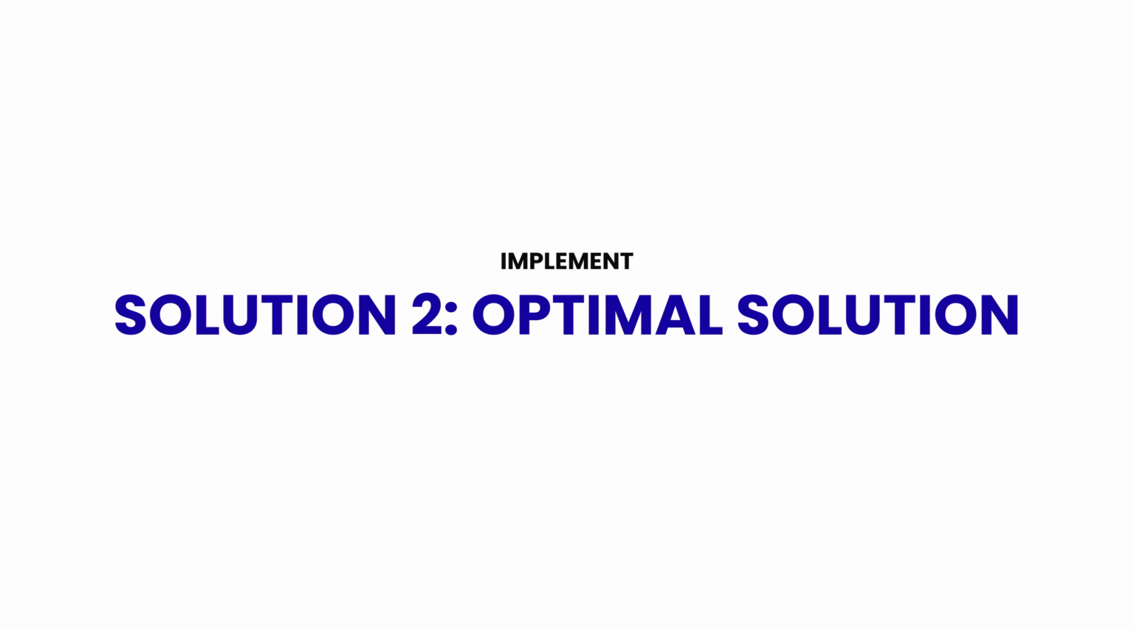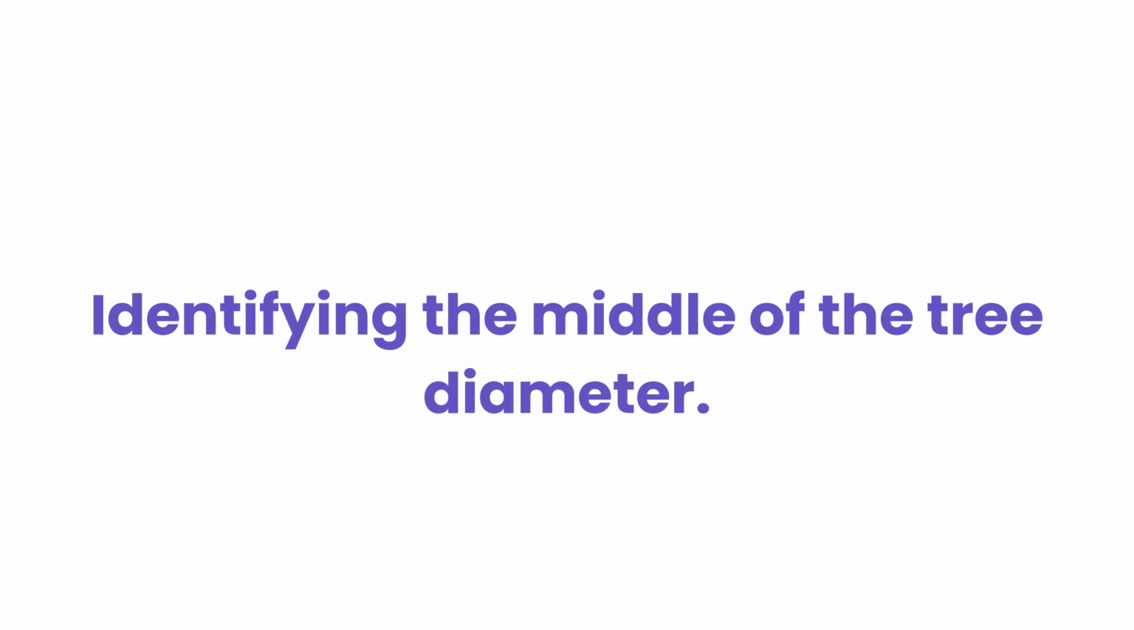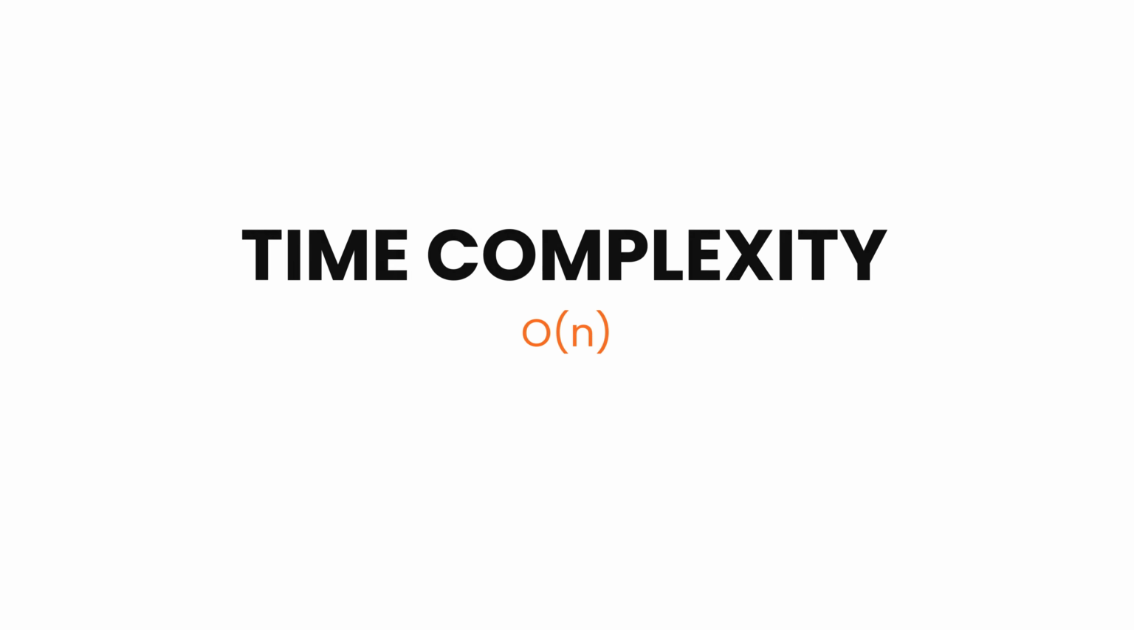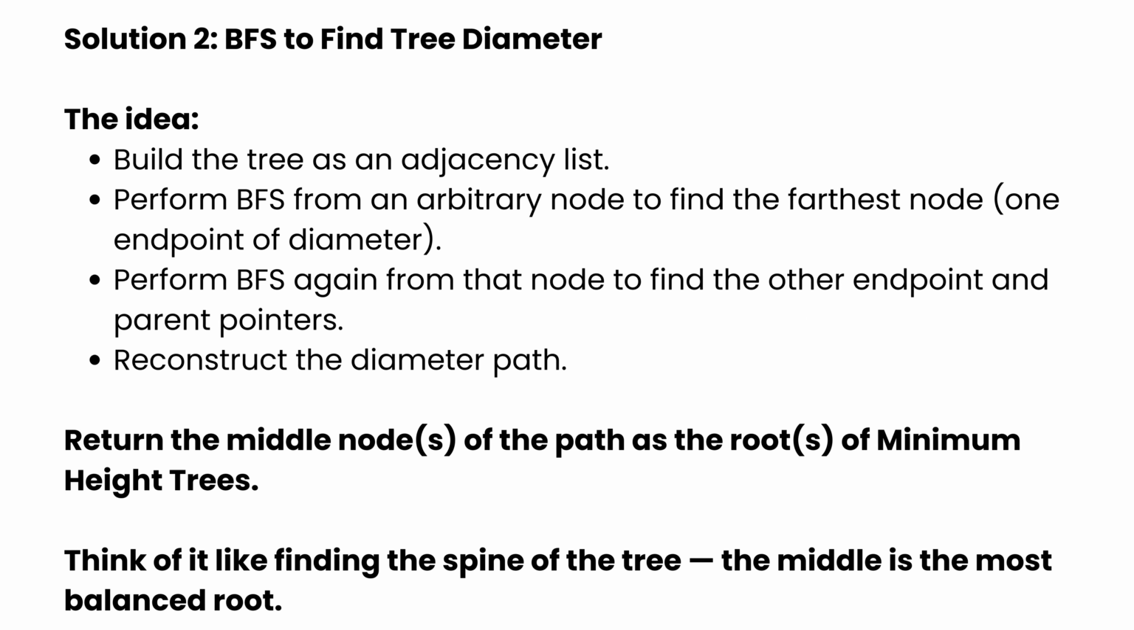Now let's solve solution 2, finding the minimum height trees by identifying the middle of the tree diameter. We'll use BFS to find the farthest nodes, reconstruct the diameter path, and pick the middle nodes as optimal roots. Time complexity is O(n), where n is the number of nodes in the tree. BFS is performed twice, and path reconstruction is linear.